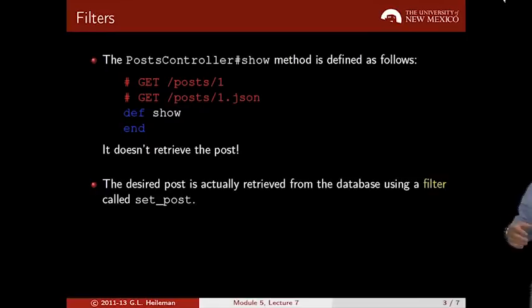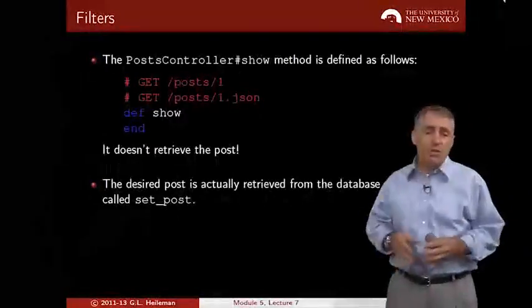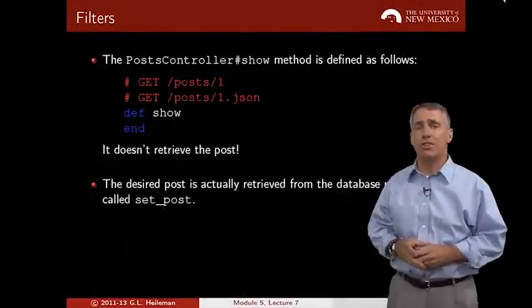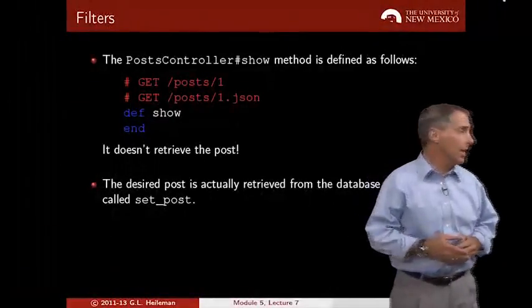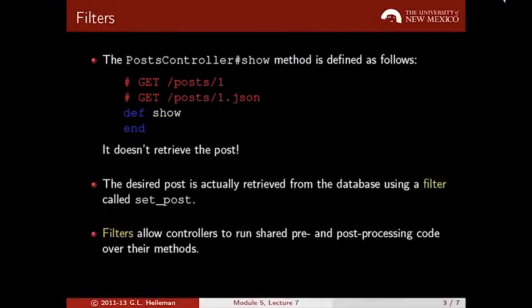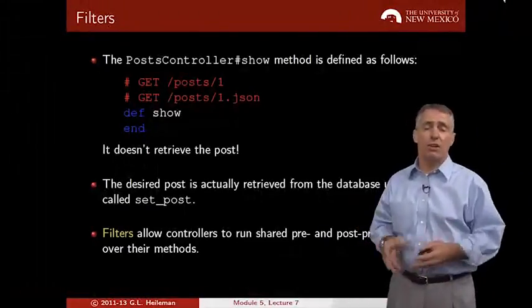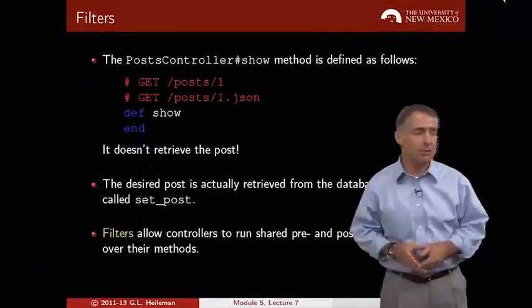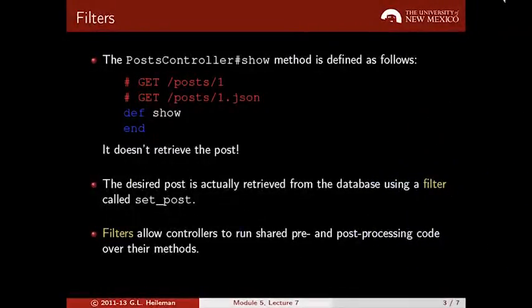And if you look at the top of the posts_controller.rb file, you'll see that there's this set_post method that's defined, and that's a filter. And the way that filters work is they allow the controller to run shared code that occurs either before or after every method is invoked. And in this case, it's called a before filter. And that set_post, what it does is it actually retrieves the post that you need for this method. The definition of set_post is actually provided at the bottom of your post controller file. So take a look at that.